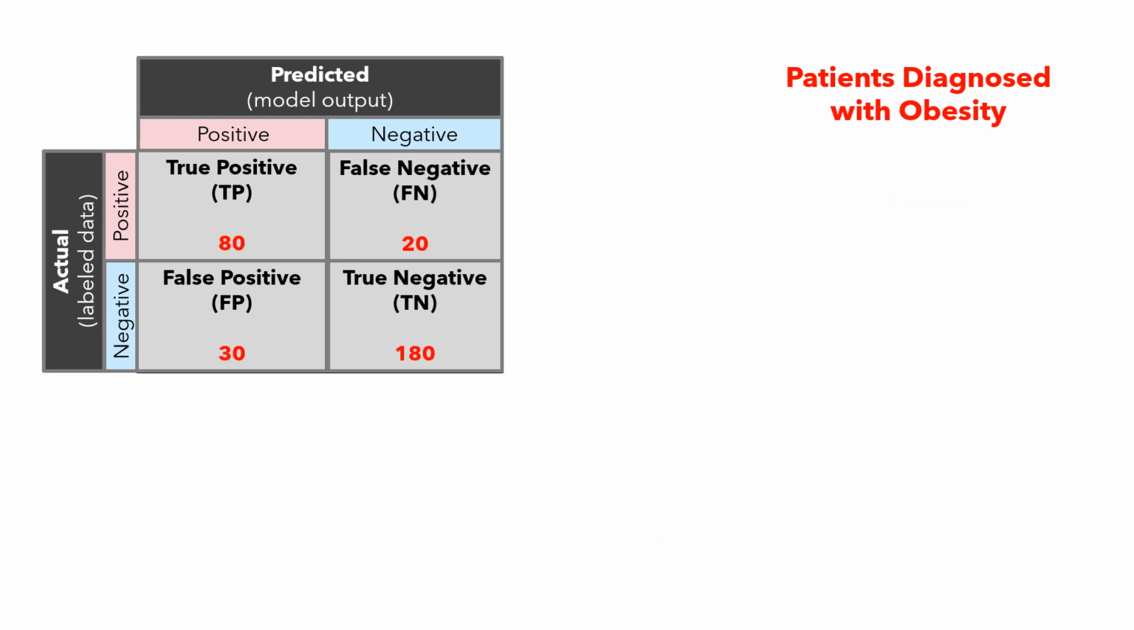And for our example, let's say these are the predictions our model made. It correctly identified 80 members as developing obesity and 180 members as not developing obesity. It then falsely predicted that 30 members would develop obesity when they didn't, and that 20 members would not develop obesity when they actually did.